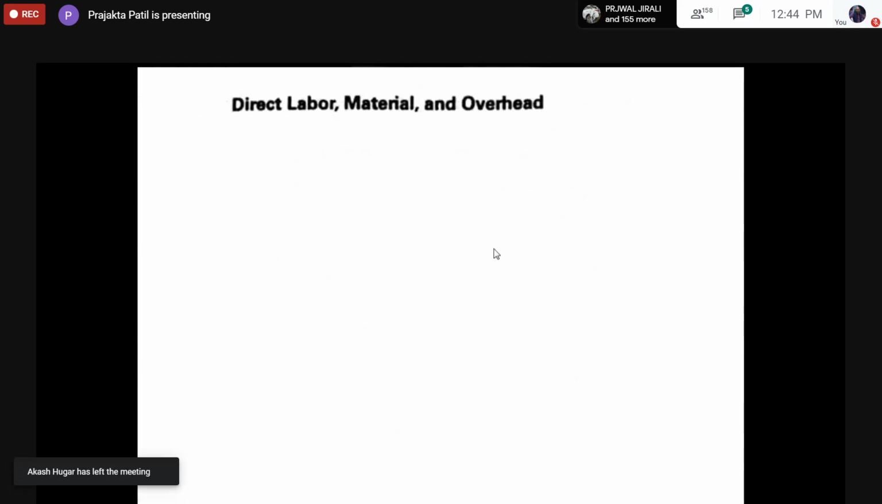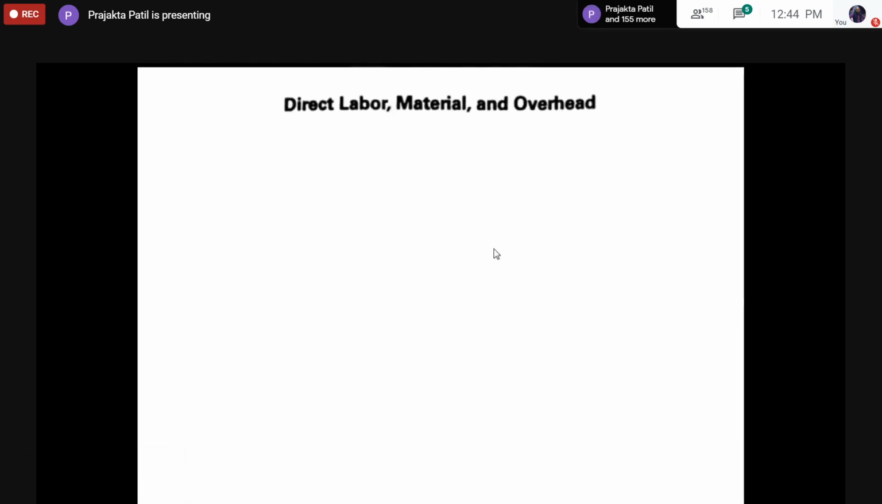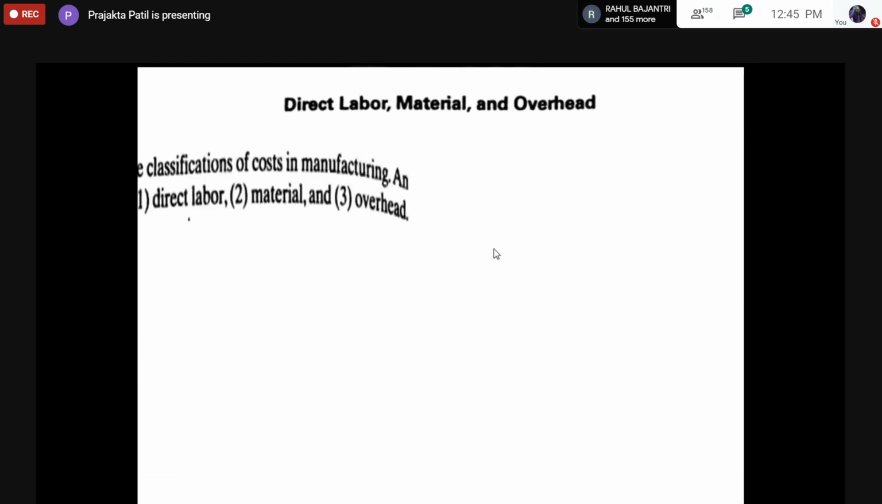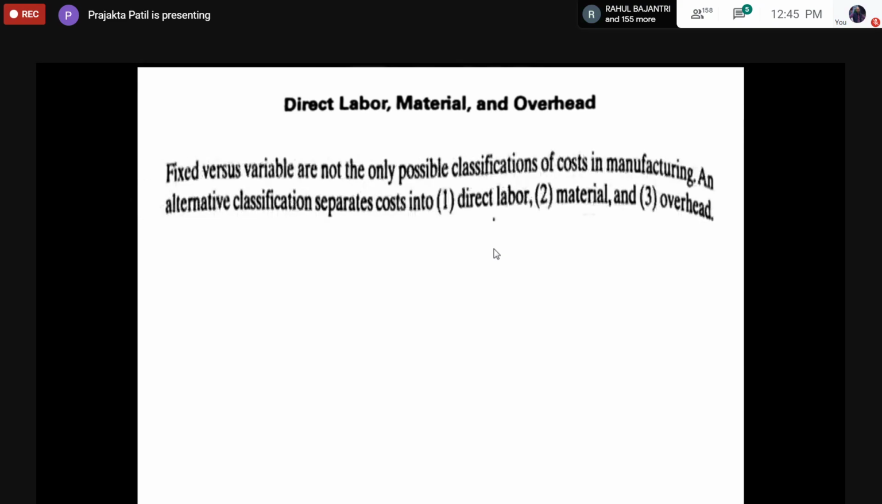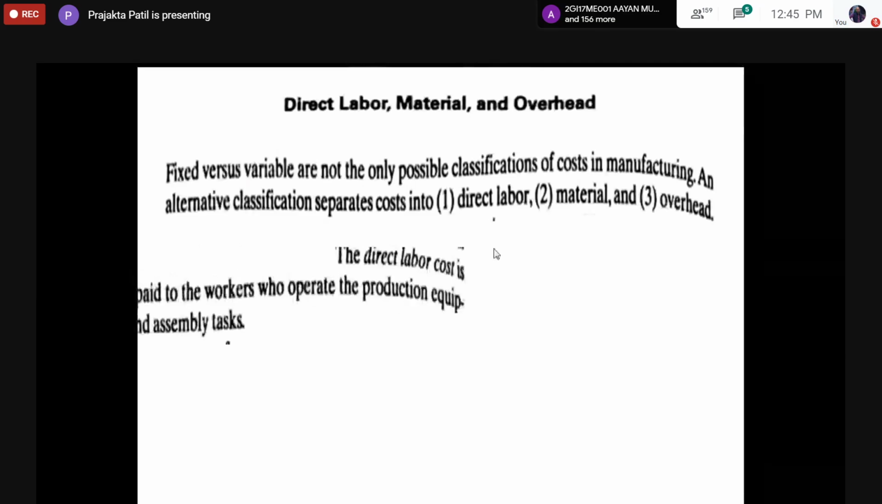Moving on to the next aspect of manufacturing cost, that is direct labor, material, and overhead. Fixed versus variable are not the only possible classification of cost in manufacturing. An alternative classification separates the costs into direct labor, material, and overheads. Whenever you want to make decisions based on cost, knowing only the fixed and variable cost is not sufficient. So you can dig in detail and try to understand what these direct labor, material, and overhead costs are. So what is direct labor cost?